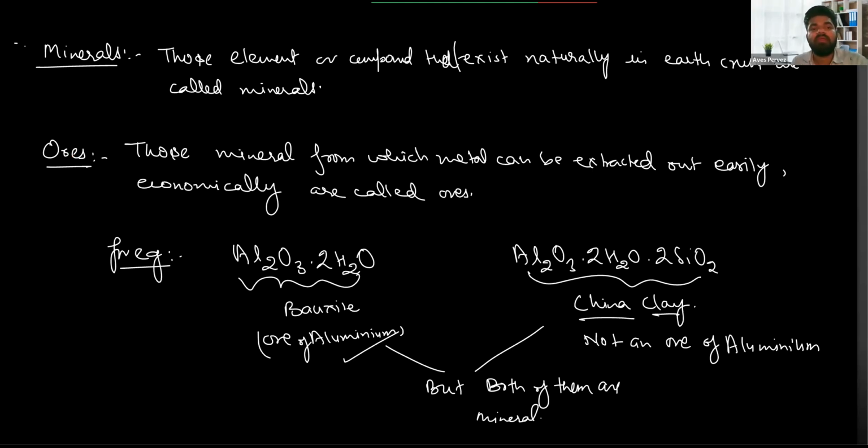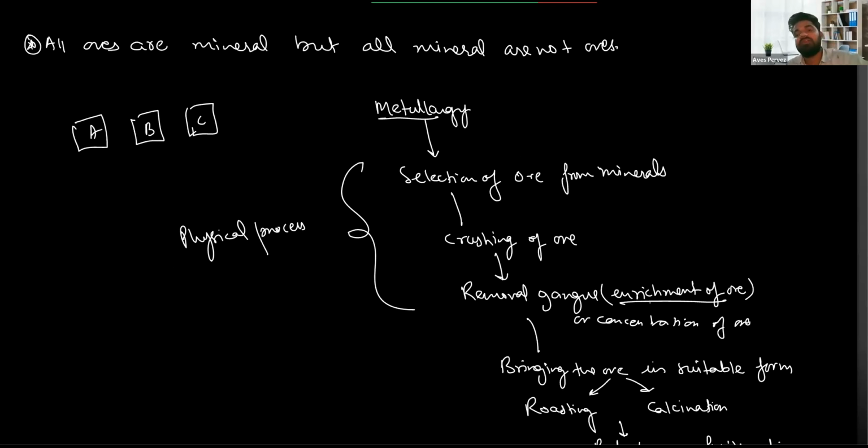Next, we have studied that there are different methods that we're going to study in this process. And what are those methods? Tell me, what are those? Roasting and calcination. Yes, we are going to study that one also. So let's talk about this one.